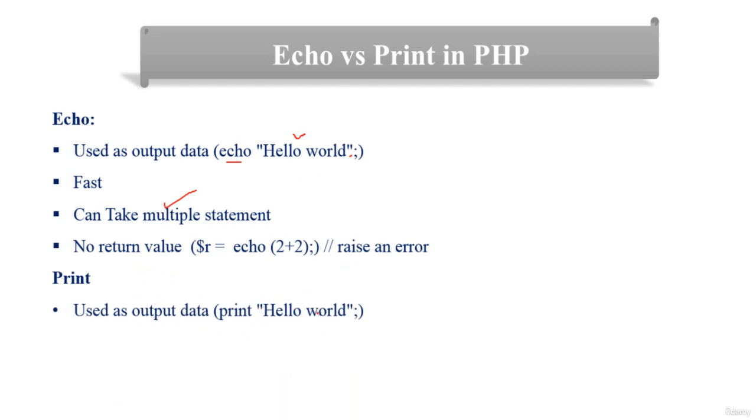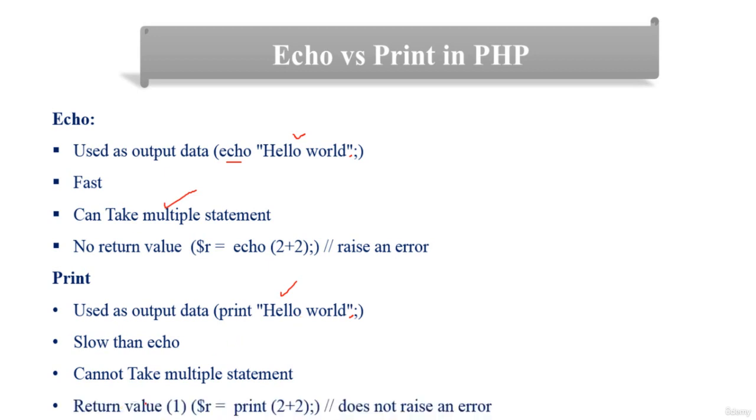On the other hand, the print method is also used to output data. For example, print hello world. This hello world will display to the user. This is the slower method; it is slower than echo. Another point is that it cannot take multiple statements. When you put a comma and provide another string like this one, you will get an error.